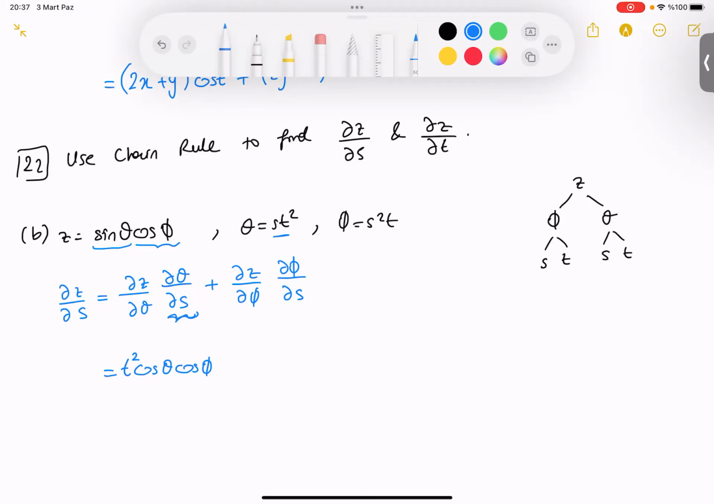We have this plus dz over d phi, which is minus sine theta sine phi. Now d phi over ds, phi is given by this, and the derivative of this one with respect to s is 2st. So you have 2st, and we're done.